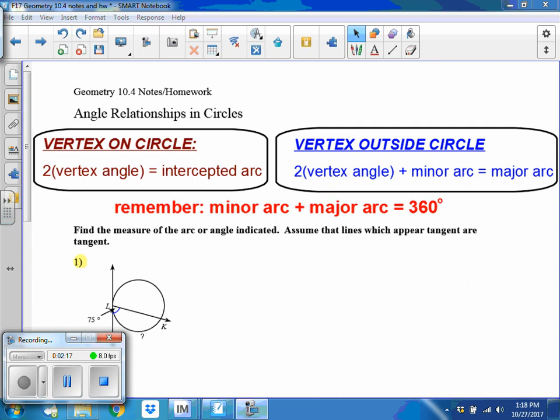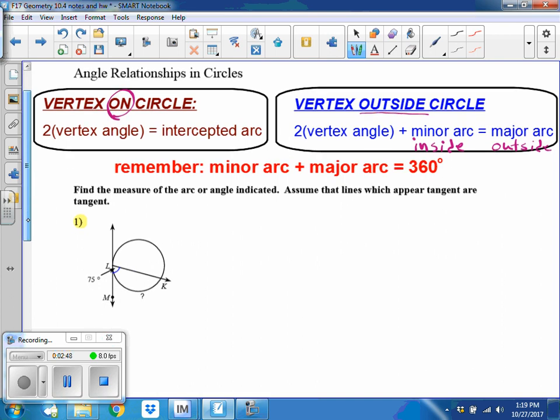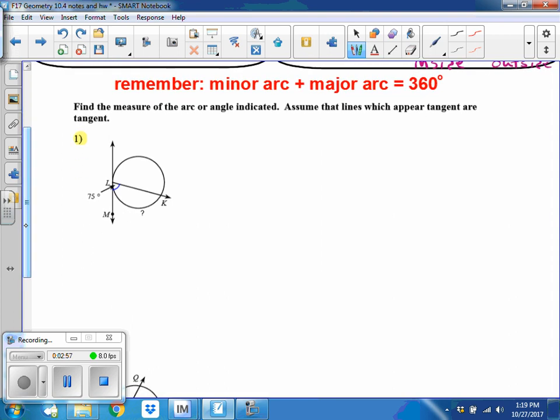On your notes and homework, we're going to go over several problems. I put some clip notes at the top. If the vertex is on the circle, then 2 times the vertex angle equals the intercepted arc. If it's outside the circle, then it's 2 times the vertex angle plus the minor arc, which is the inside arc, equals the major arc, which is the outside arc. And remember, if you add the minor arc and the major arc all the way around, it equals 360 degrees. Full circle is 360 degrees.